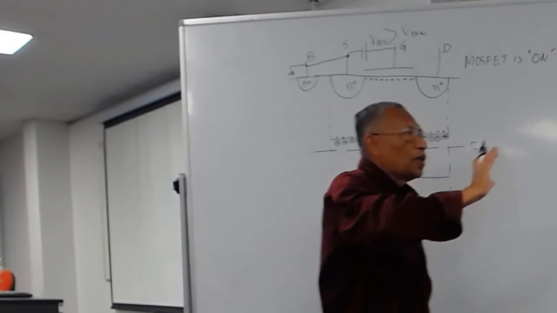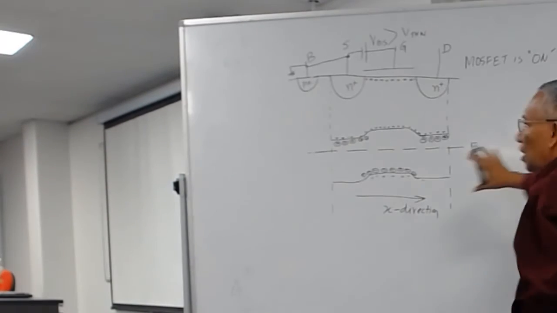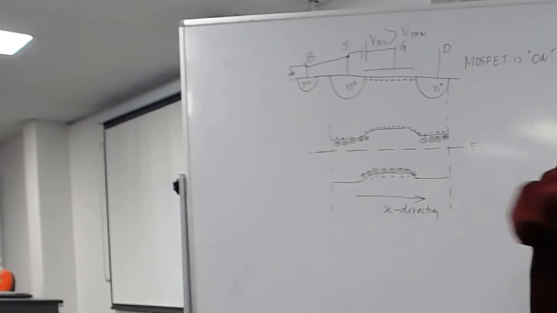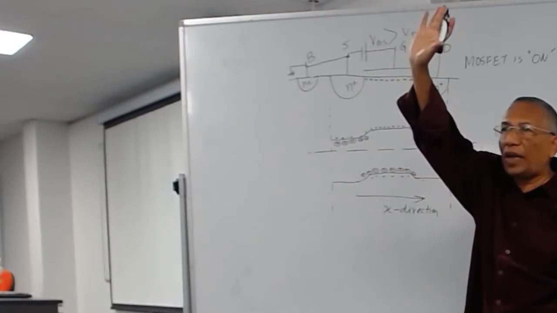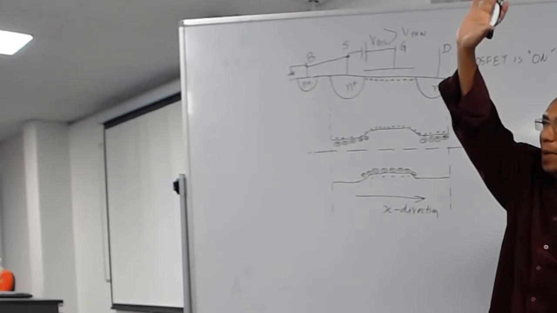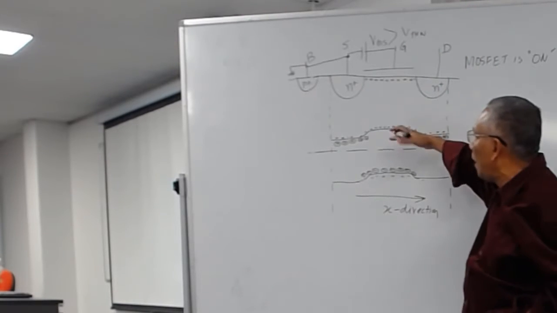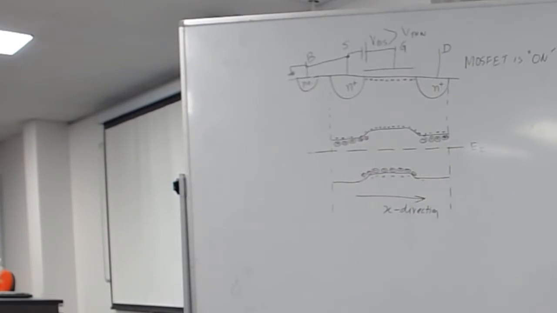So have you understood this? Basically this and this, most important. Have you understood this and this? You have a barrier and you have a barrier reduced. So this is the main principle, that you have a barrier and you reduce the barrier. So now you have formed the channel.